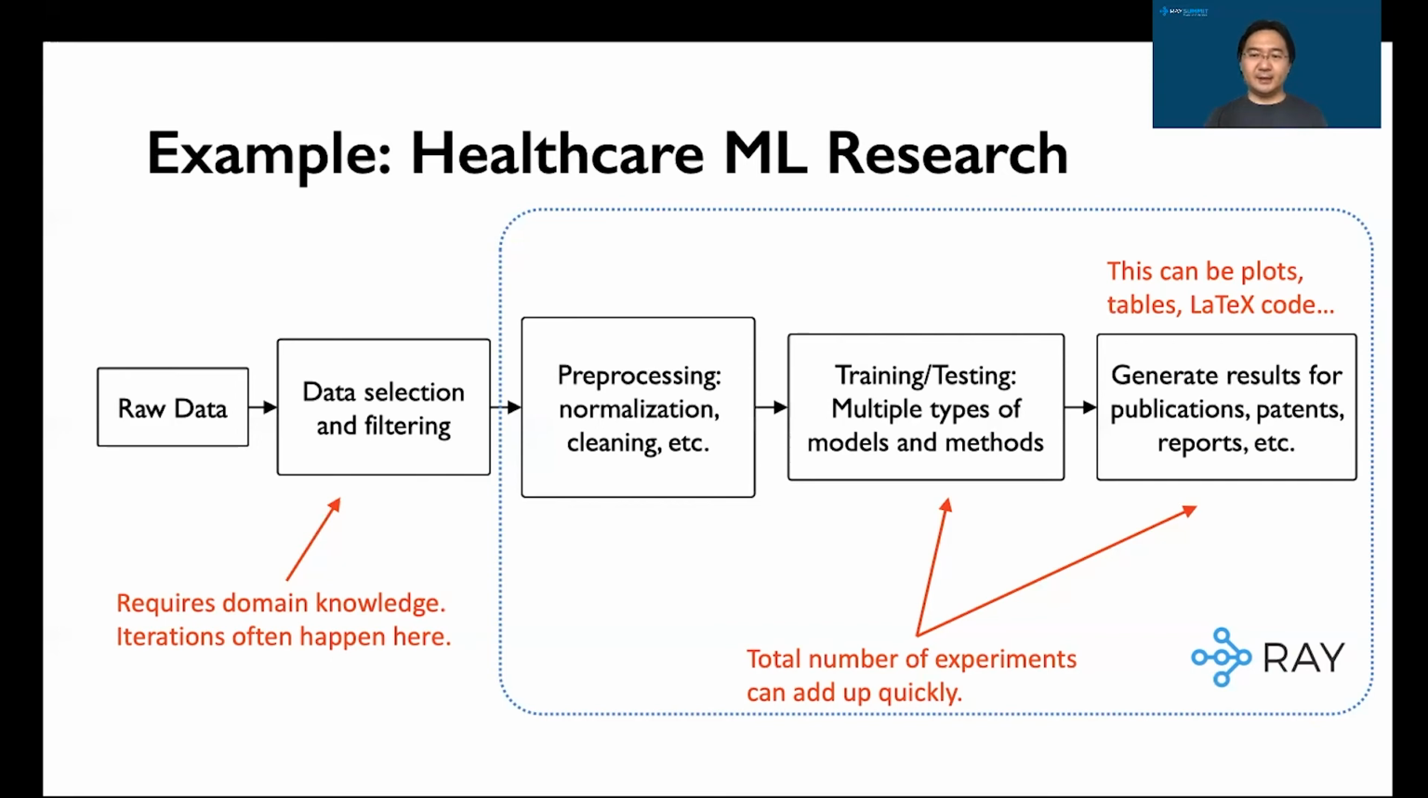And trust me, the number of experiments can add up very quickly. For example, if you need to try 2-3 different cleaning settings, and also try 5 different models, and then you need to generate plots and tables in different formats for publications and reports and patents. And because of the regulatory requirements, you may need to generate different formats and all these things. These can add up very quickly.